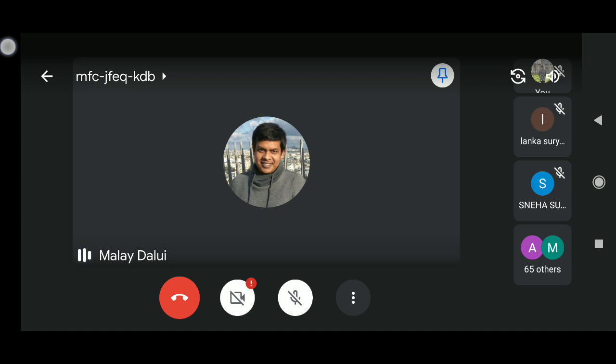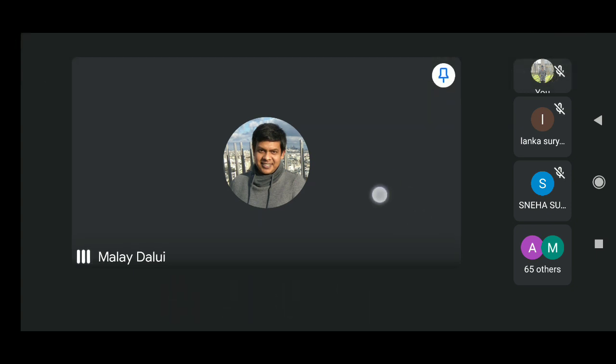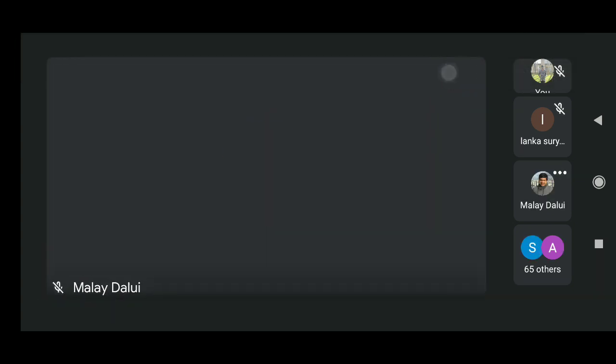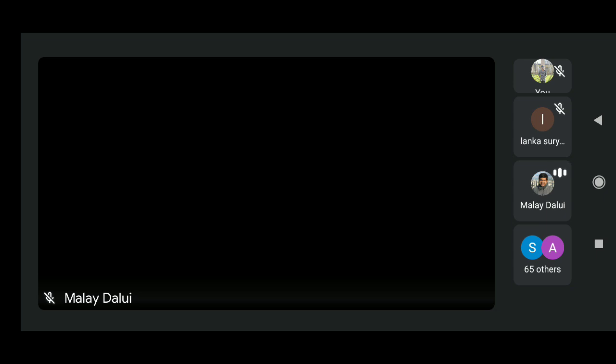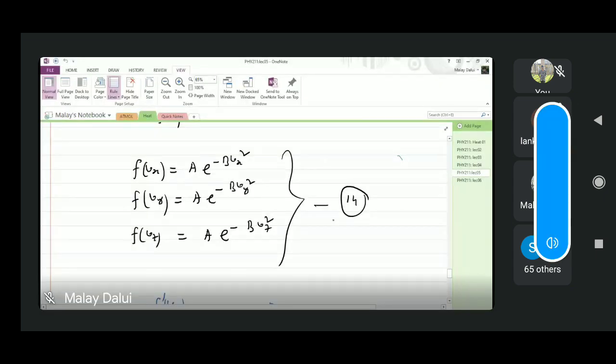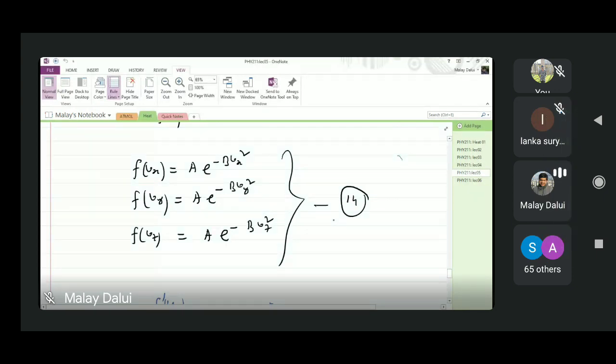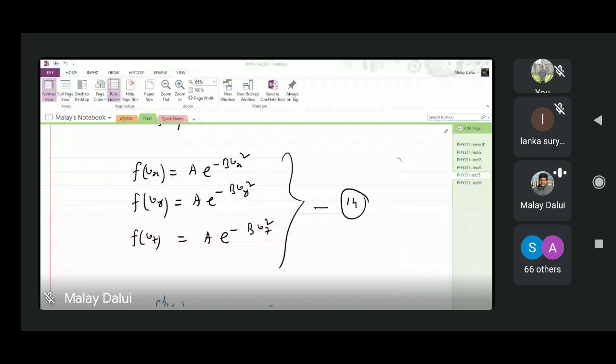Okay, in the last class, we had derived the expression for f of vx, f of vy, and f of vz as the following. Each one is a Gaussian. And then we wanted to find the expression for d3n xyz, and that is given in equation 5. So we'll put these values into that equation.